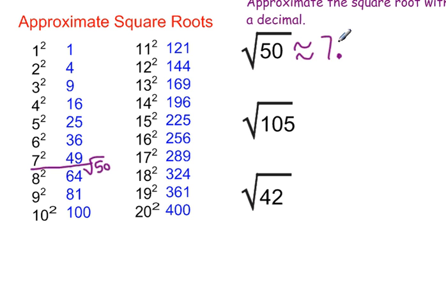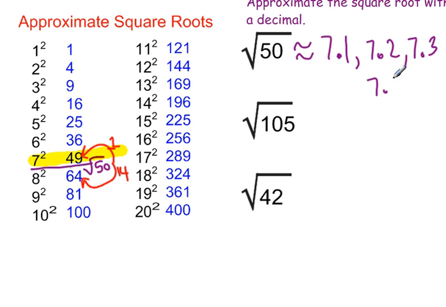The way I decide is by checking to see, is this closer to the low number or is it closer to the high number? 50 is only one number away from 49, so I'm only one number away from the low. And 50 is 14 away from the high number. So the square root of 50 is going to be a small decimal because it's closer to the low number. So as an answer, I would accept 7.1, 7.2, 7.3, or 7.4.